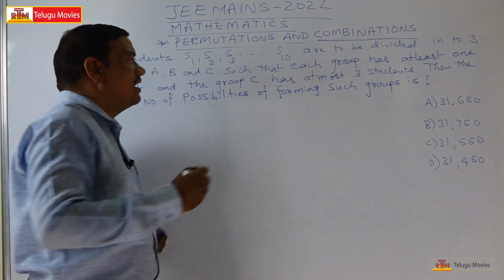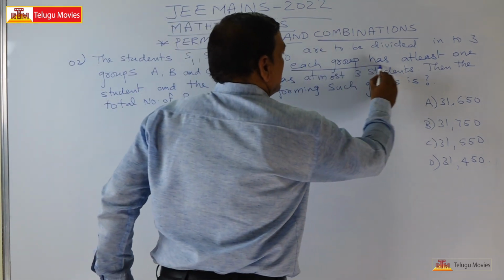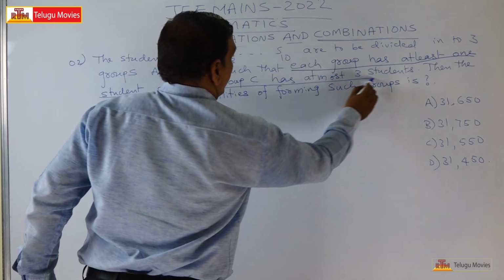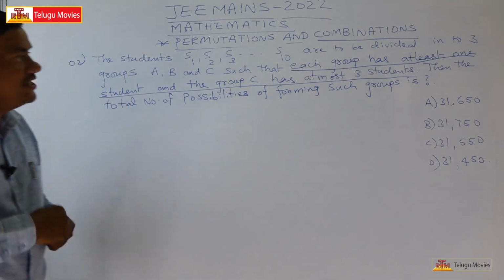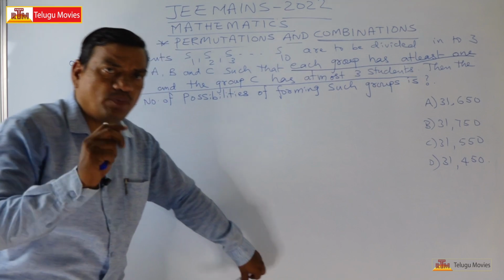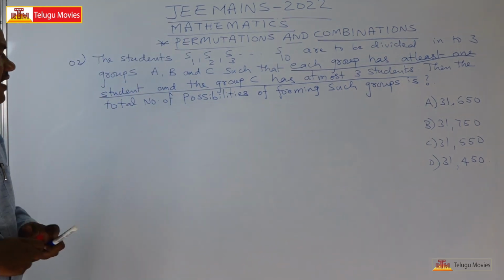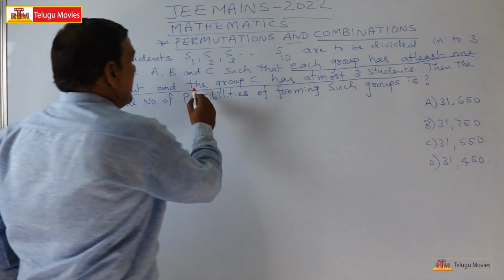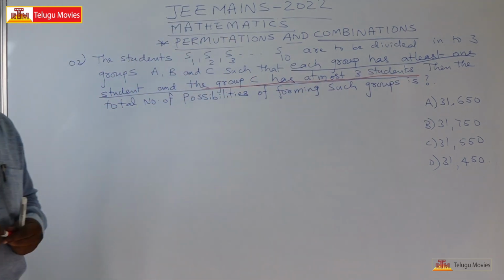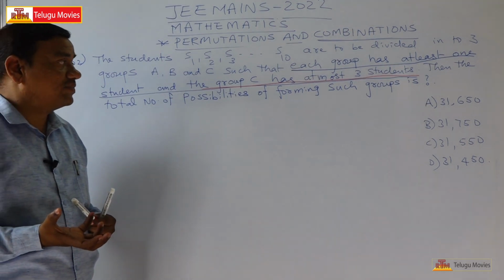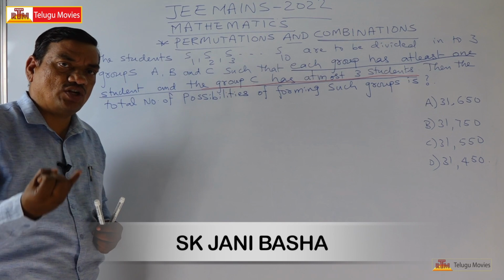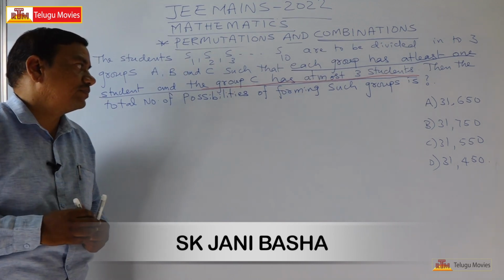This is the key sentence in our problem. Each group has at least 1 student, and the group C has at most 3 students. The condition on group C is that it should have at most, maximum, 3 students. That is, either 1 student or 2 students or 3 students.